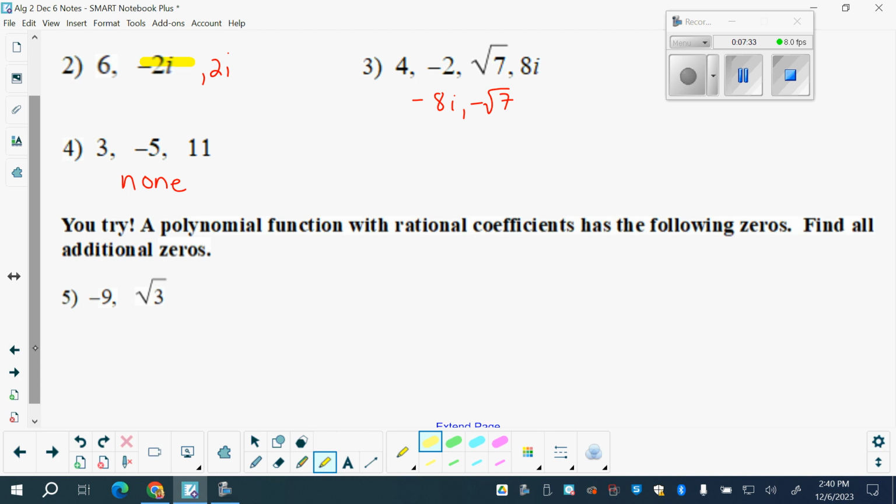Can I see your answer to your you try? Good job. So we're just looking at the ones that are the i or the square root. We're taking the opposite of them. But it's a square root, so we're taking the opposite of square root 3. What's the opposite of square root 3? Negative square root 3. Yep. Good job. So your answer should be negative square root 3.